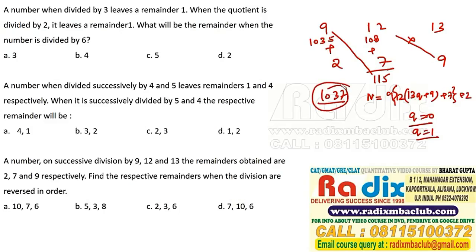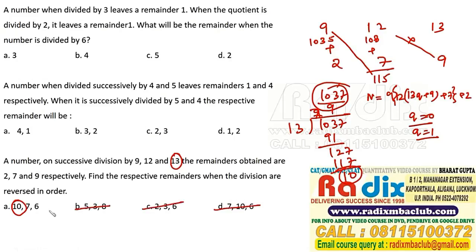1037 is our requirement, because in this question we have to calculate the remainder when the division process is done in reverse order. So first of all we will divide this by 13. 1037 divided by 13: 13 7s are 91, 13 9s are 117, remainder is 10. So this is possible, right? No other option gives us 10, so no need to look further. Answer is option A.